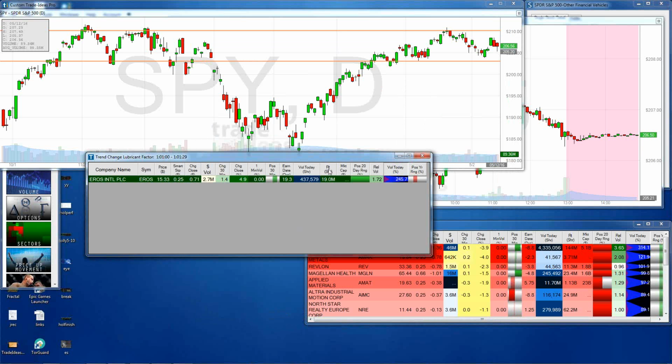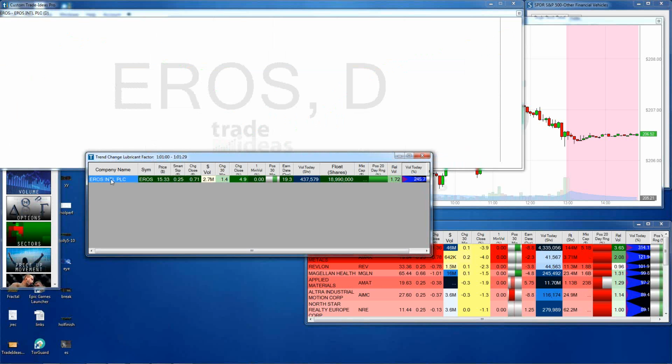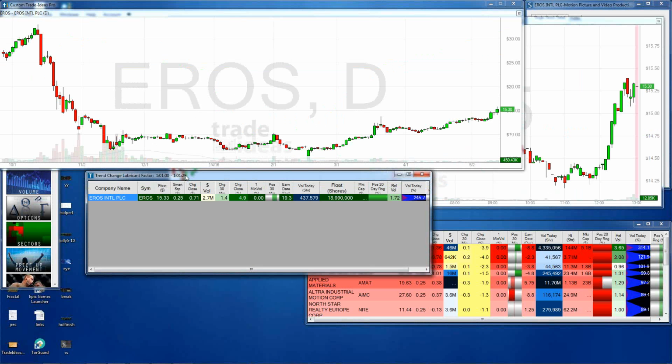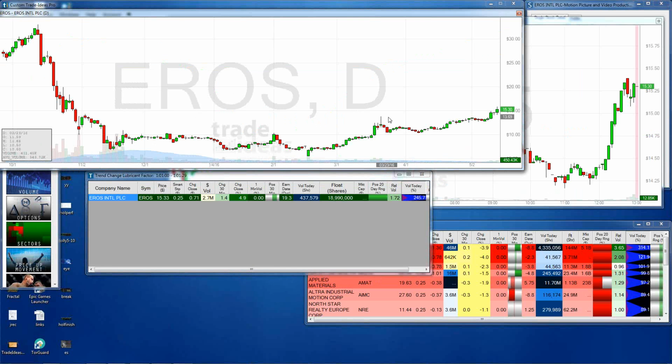They're creating higher highs and higher lows. So when we have a bunch of data in there, we can sort it, and then we start to see stocks like U.S. Steel that showed up last March and just exploded and became the poster child of the trend change lubricant on the U.S. Steel chart. And this is a great example of, currently, this one is working.